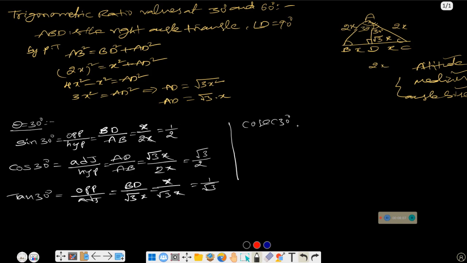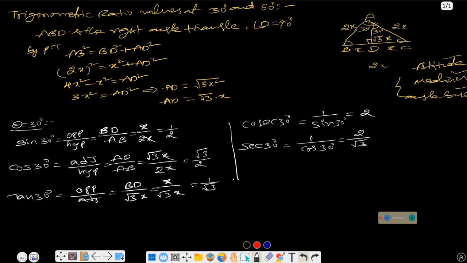Cosecant 30, how can you find it? Cosecant is the reciprocal of sin, that means 1 by sin 30. Cosecant 30 is nothing but 1 by sin 30. What is the sin 30 value? 1 by 2. Reciprocal means 2 by 1, which means 2. Next, secant 30 you should find out. Secant 30 is the reciprocal of cos, so we can write it as 1 by cos 30. The cos 30 value is root 3 by 2. Do the reciprocal: 2 by root 3.